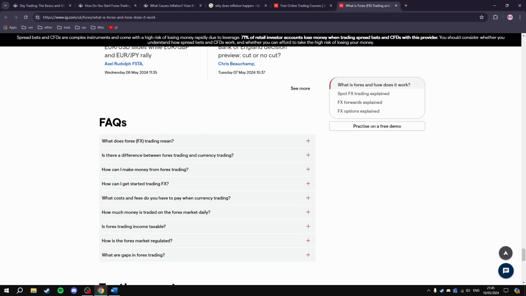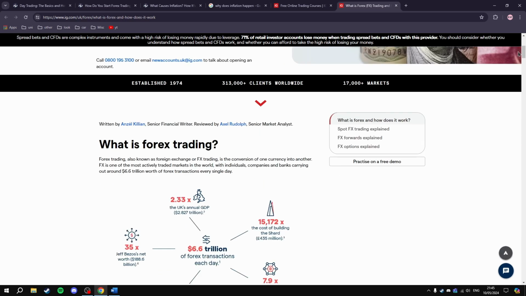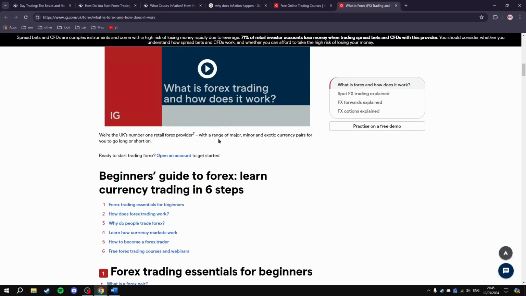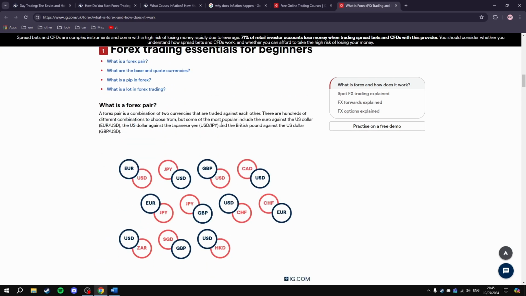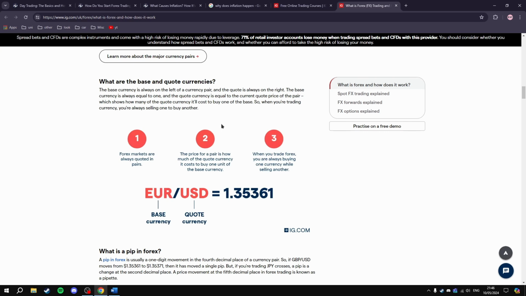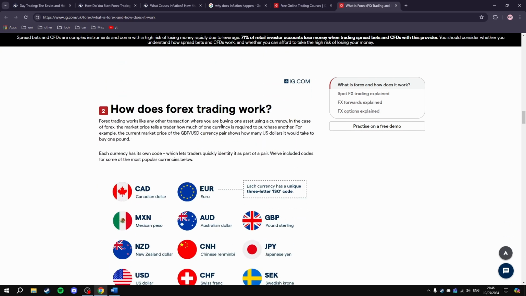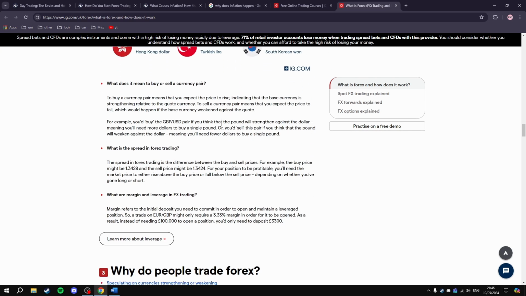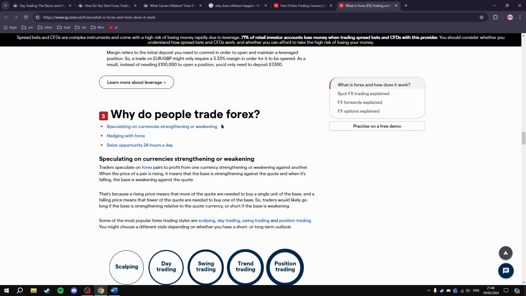So in the last episode we went through and reread what is Forex and how does it work. We made some more detailed notes regarding this page. What is Forex trading, beginner's guide to Forex, learn currency trading in 6 steps, Forex trading essentials for beginners, what is a Forex pair, what are the base and quote currencies, what is a pip in Forex, what is a lot in Forex, how does Forex trading work, what does it mean to buy or sell a currency pair, what is a spread in Forex trading, what are margin and leverage in FX trading, why do people trade Forex.